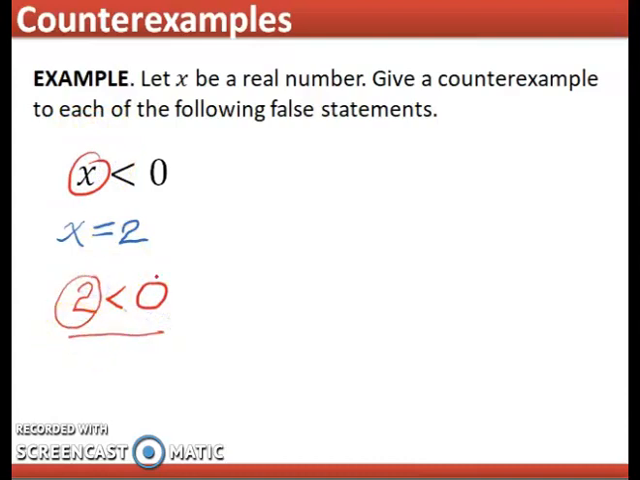So replacing x by 2, is 2 less than 0? It's not, right? Because 2 is always greater than 0. Therefore, this statement is a false statement. So it became wrong for x equal to 2. Therefore, 2 here is a counterexample. All right? So 2 here is a counterexample.